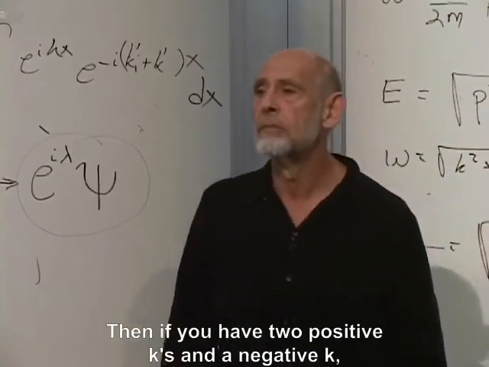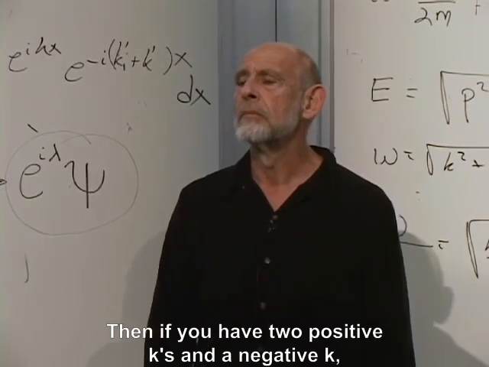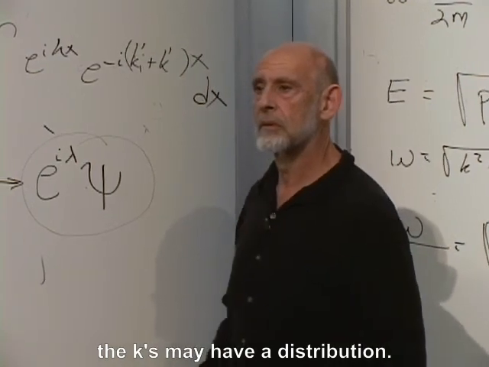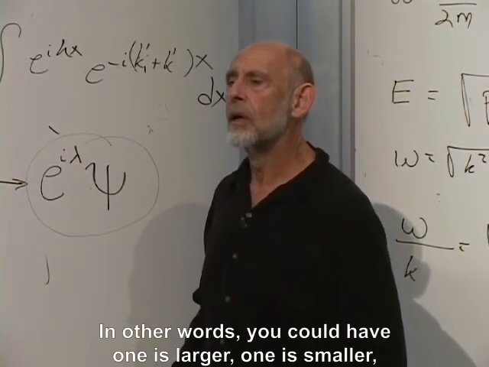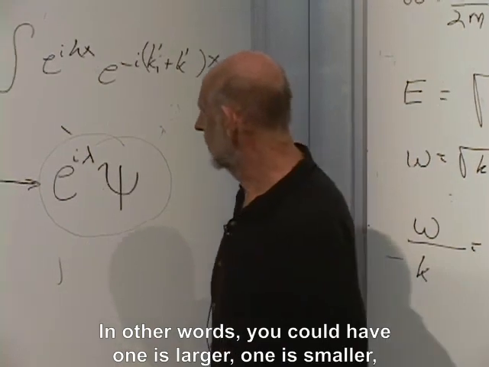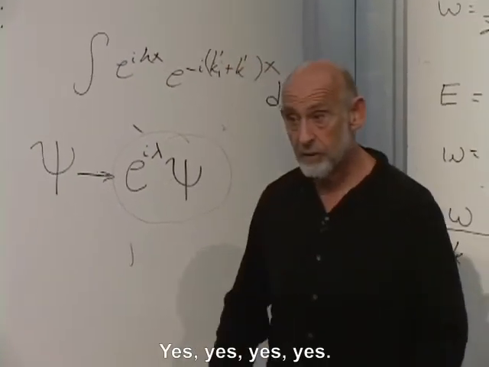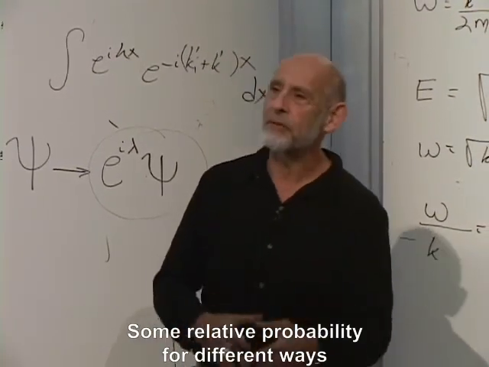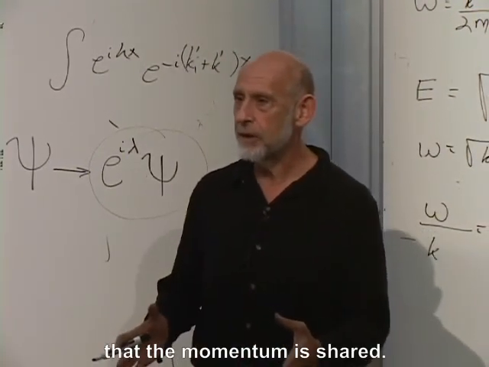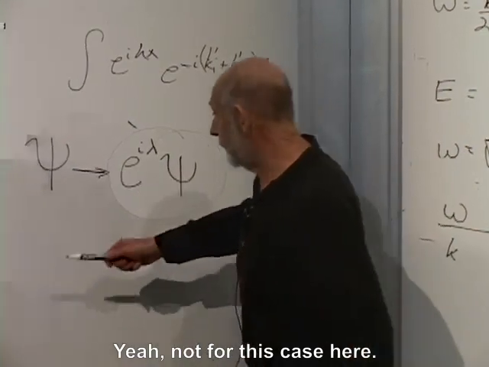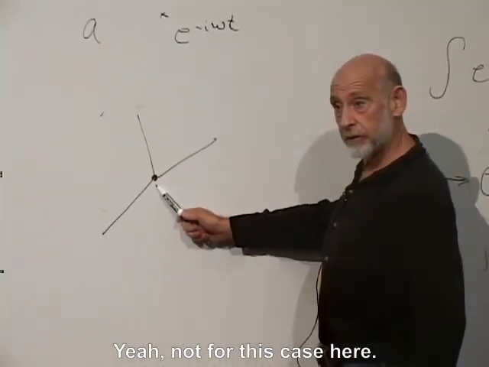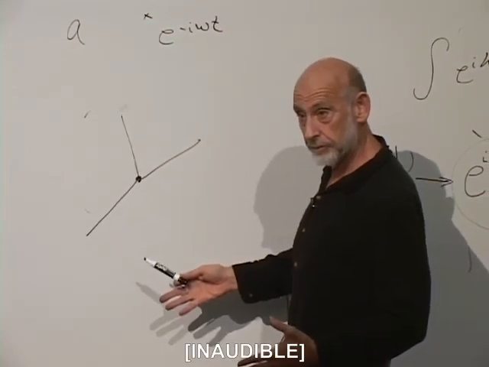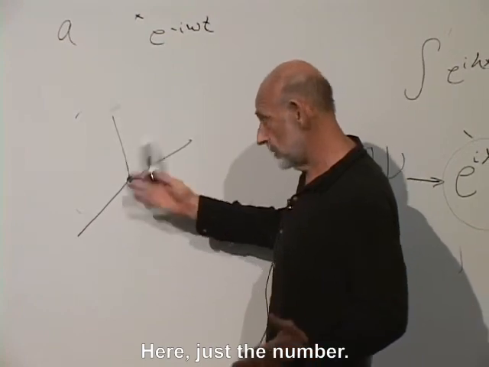Then if you have two positive k's and a negative k, the k's may have a distribution. In other words, you could have one larger, one smaller, the other one is... Is there anything here that could point to some relative probability for different ways that the momentum is shared? Not for this case here. For this case here, it's basically neutral with respect to the ways the momentum is shared. Can't say anything. Here, it's just nothing.